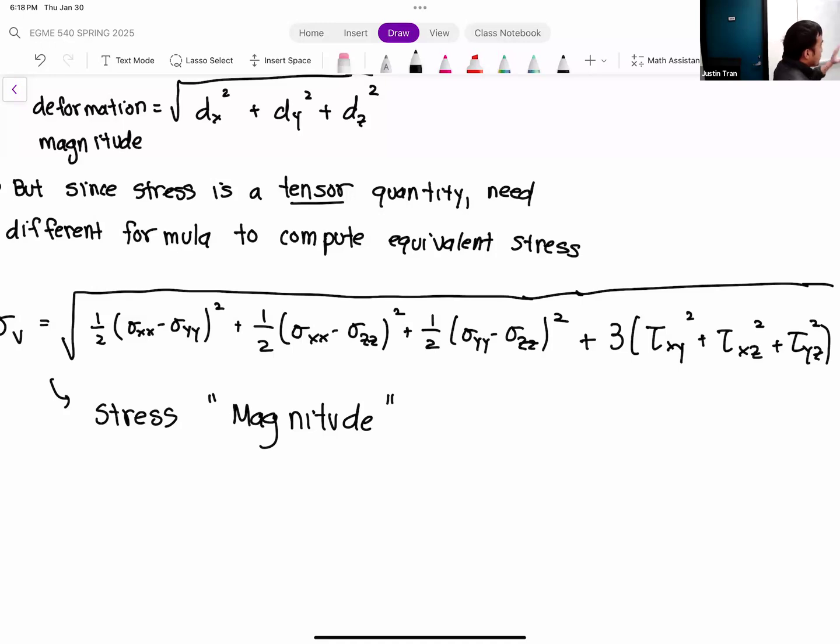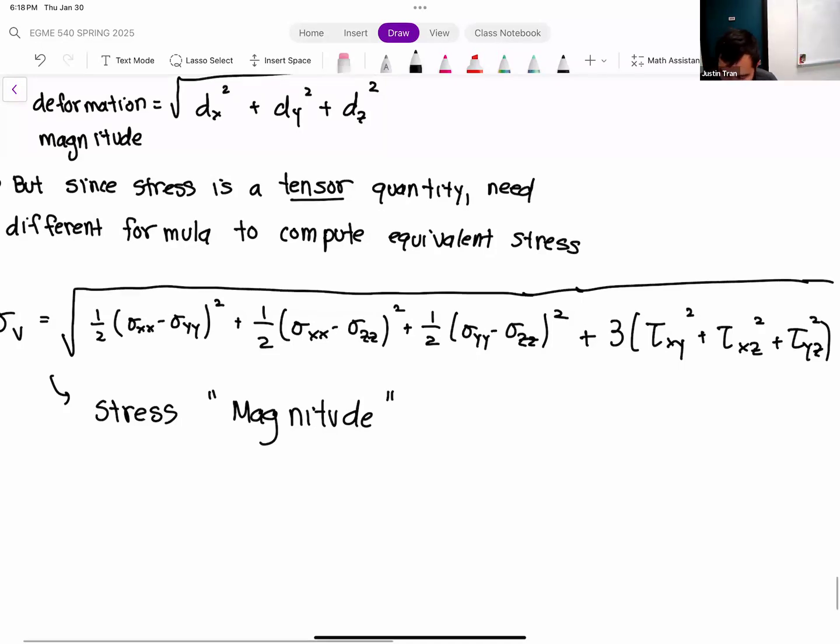All right. Any questions on equivalent stress? Okay, good. In activity 2, we're going to use the equivalent stress for one other application, and this is a very common application for the equivalent stress.